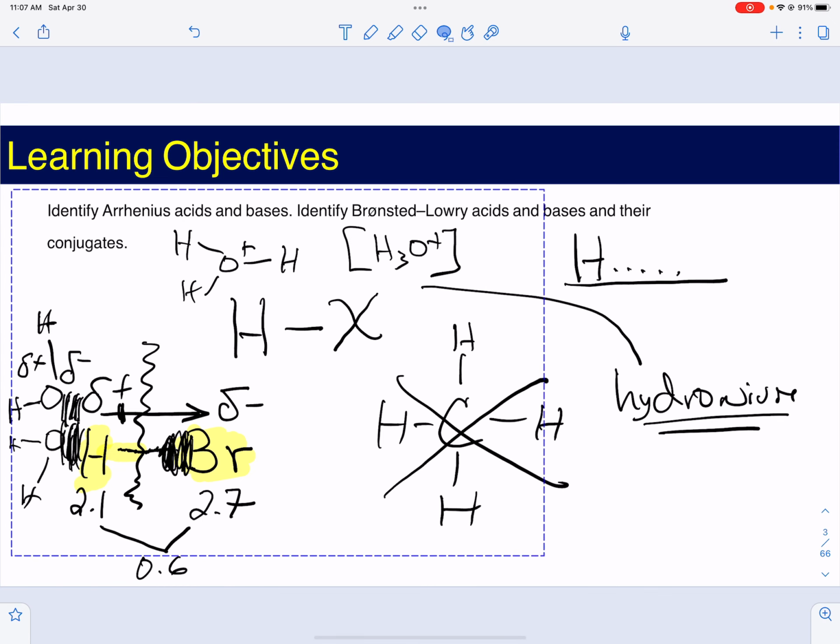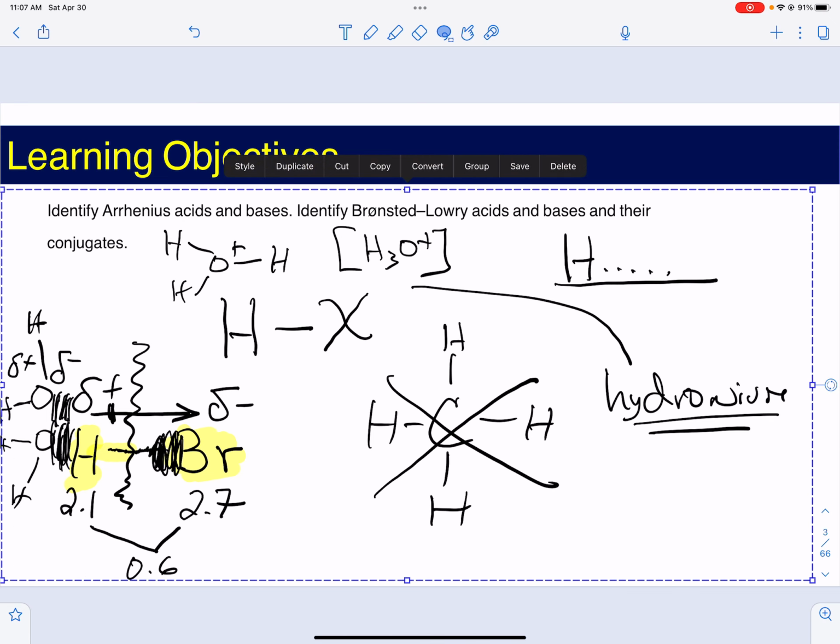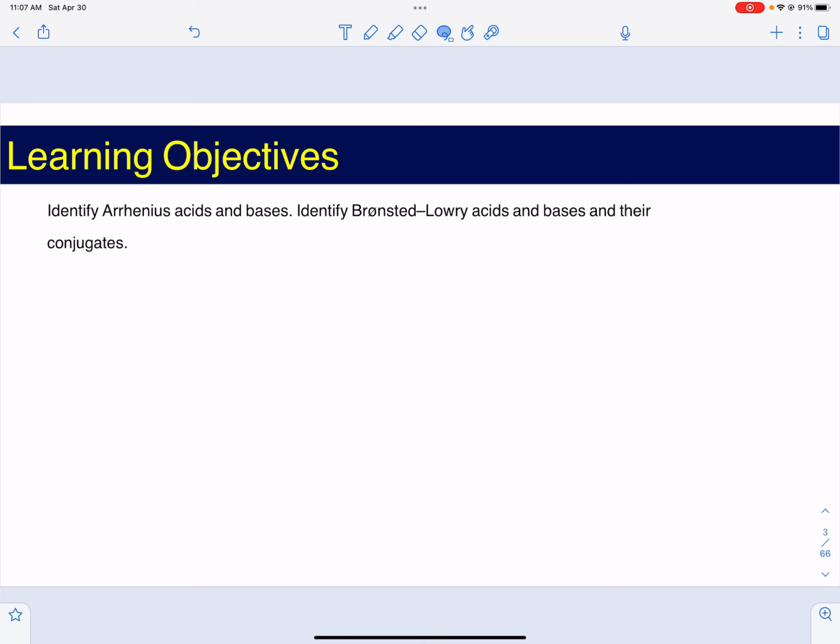So with that said, let's explore two of the definitions for acids: Arrhenius acids and Bronsted-Lowry acids. And we will do the same thing with their bases, and we will also learn about a new concept, their conjugates. So let's do that by studying some problems.